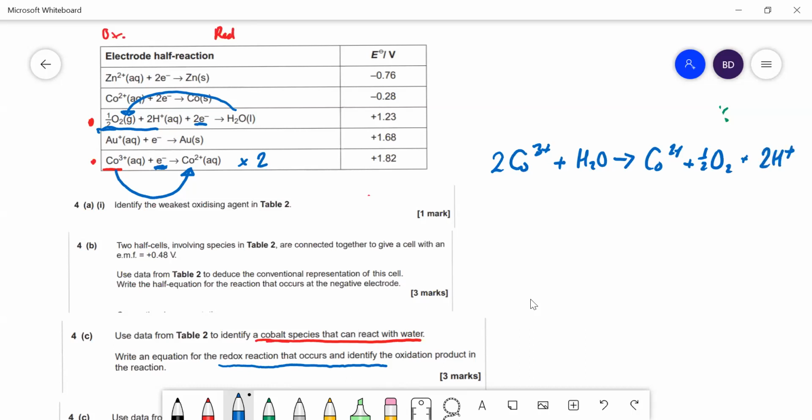The question says, what is the oxidation product? Well, the oxidation product is the oxygen, and we can tell that because the oxidation number of oxygen in water there is -2. The oxidation number there is 0, so that's been oxidized. The hydrogens haven't changed. They're not the oxidation products. That's a +1 oxidation state in the hydrogen there and a +1 there. So oxygen is the answer there.